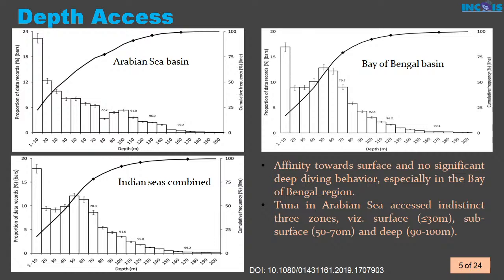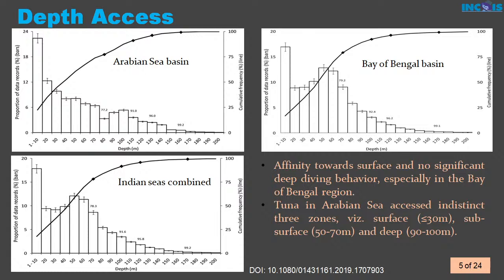Now, there are some data labels on the top of the pillars, but that corresponds to these diamonds shown there for the cumulative frequency. Cumulative frequency is how much total percentage of the data is there for any of these steps, and you read that on the right hand side axis. So again, for the Arabian Sea example, for the 1 to 10 meter depth range, the cumulative frequency stands at 22.